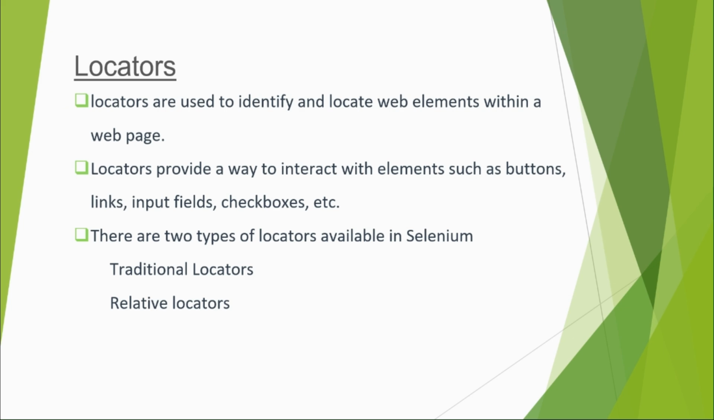So whatever you see on a web page, for instance a button or link, Selenium should have some information to understand about those web elements. So in broad category, there are two types of locators in Selenium. The first one is the traditional locator. The second one is the relative locator.